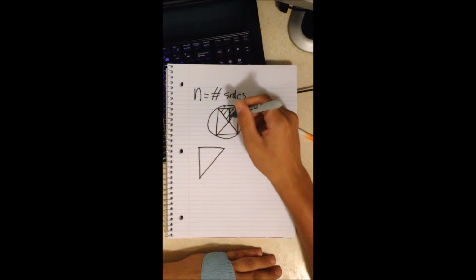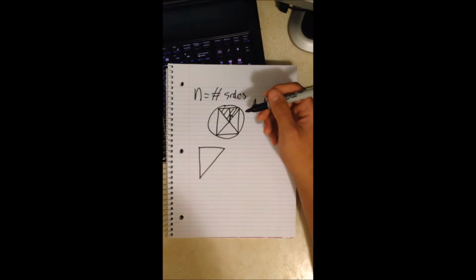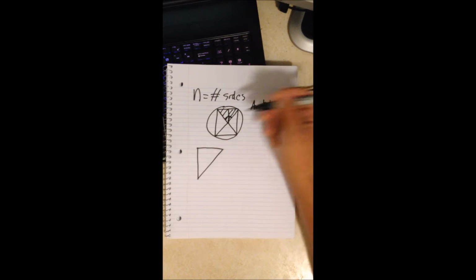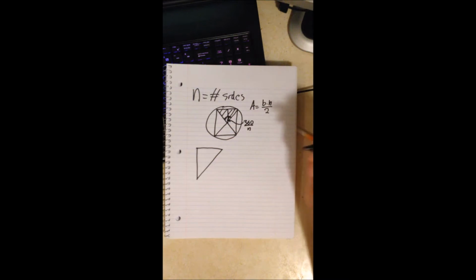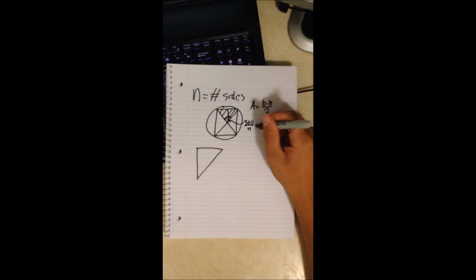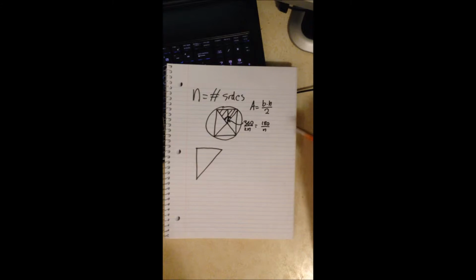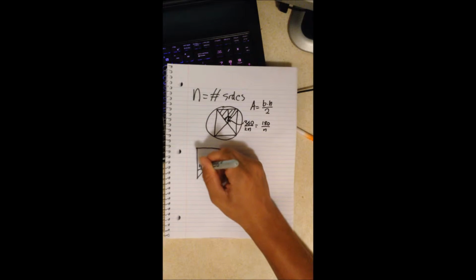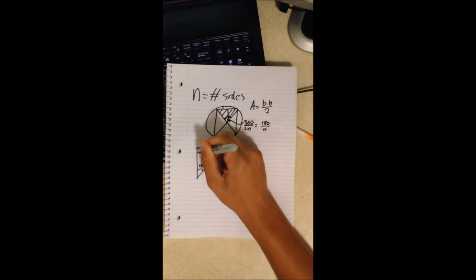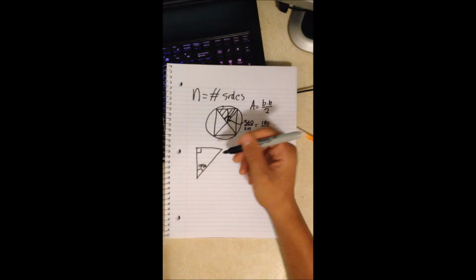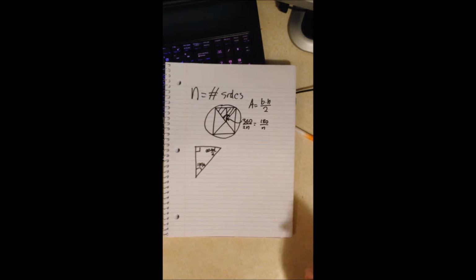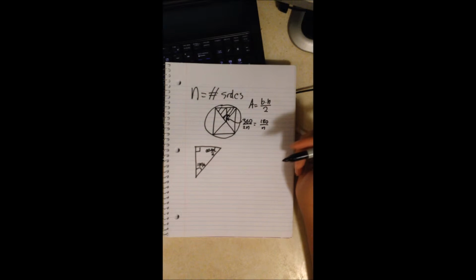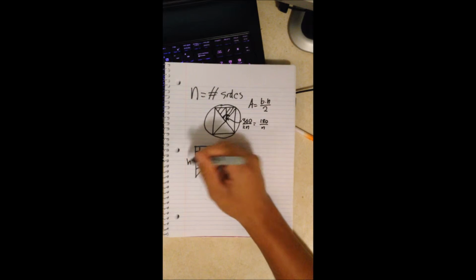So here we need to find this angle first in terms of the number of sides. We do this by finding this central angle, which is 360 over n, and we split it in half. So that gives us 180 over n. So 180 over n is this angle. That's 90. And since these two angles are complementary, since they're in a right triangle, this angle is 90 minus 180 over n.